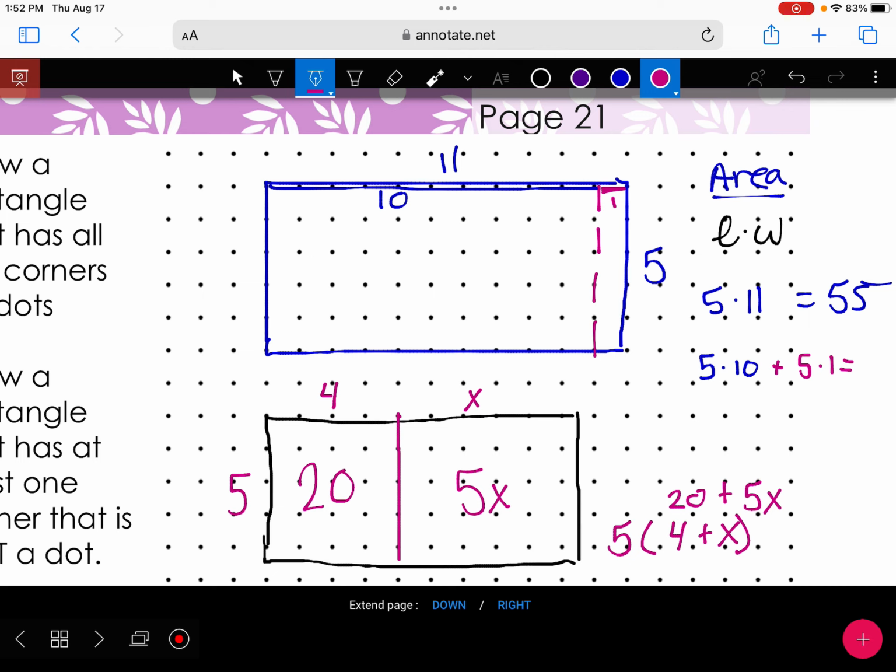This, and the fact that 4 plus x is the length of this side, is the basis for those area models that we used to use, the box method when we'd multiply stuff. This is how the box method's born. These are baby box methods.